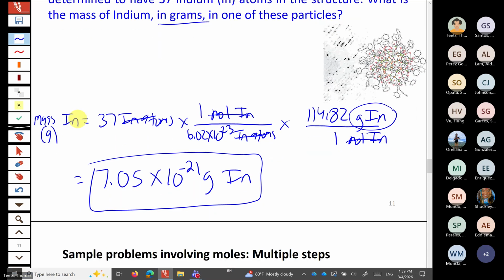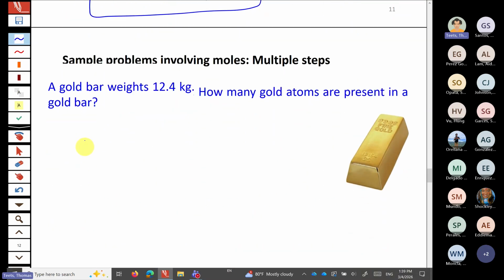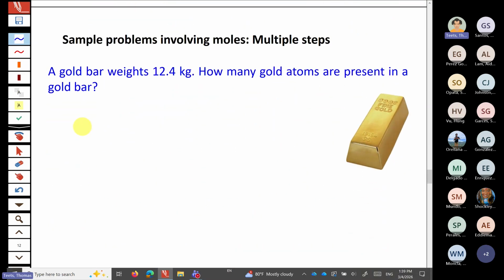So we have now back to our favorite element, or one of my favorite elements, gold, maybe not yours. A gold bar weighs, there's a typo there, weighs 12.4 kilograms. How many gold atoms are present in one of these gold bars? All right, so we have to start with what we're looking for, which is the number of gold atoms. What we're given is 12.4 kilograms of gold. That's the quantity that we know. And we're looking for the number of atoms.